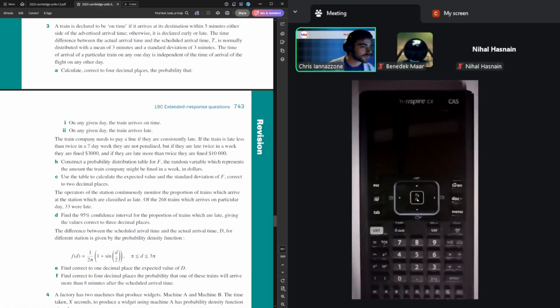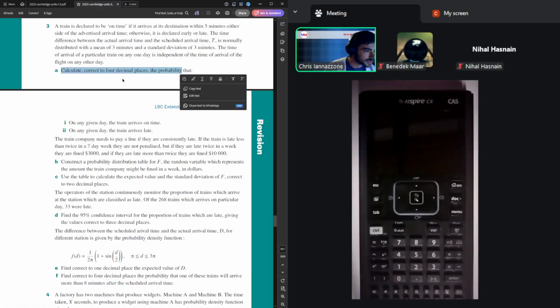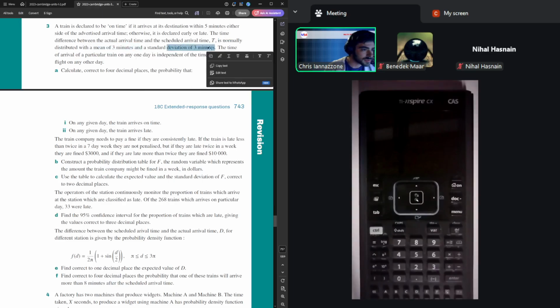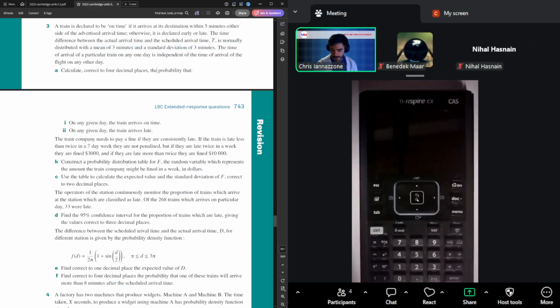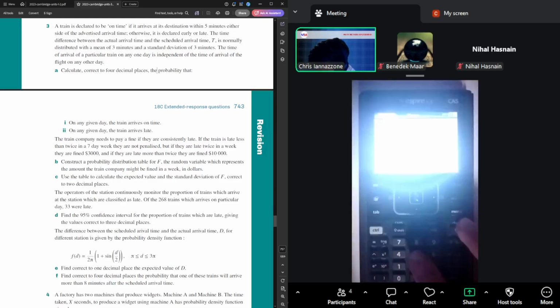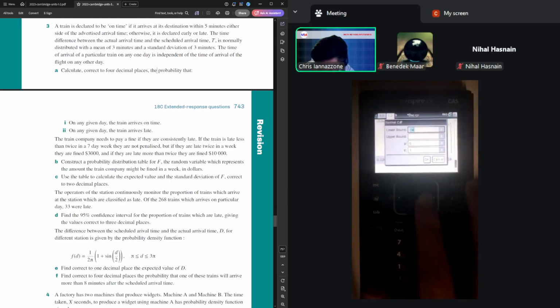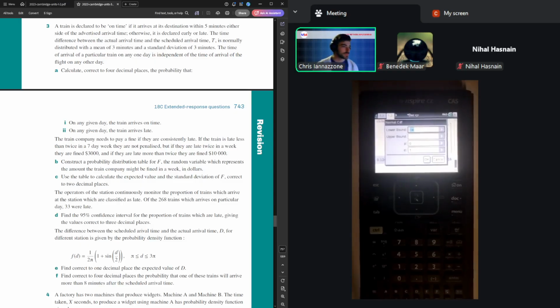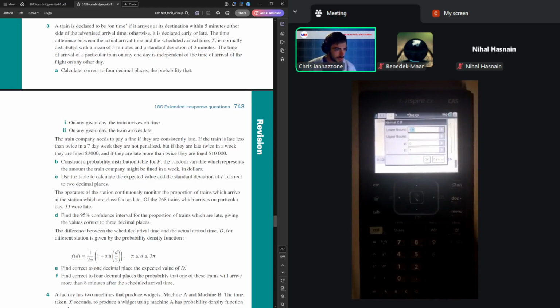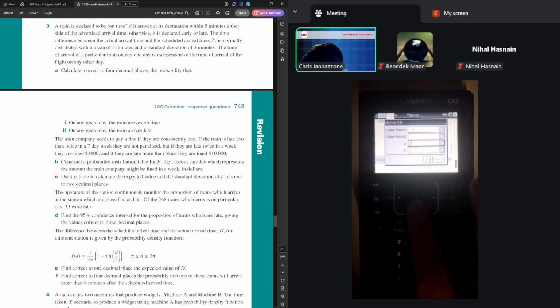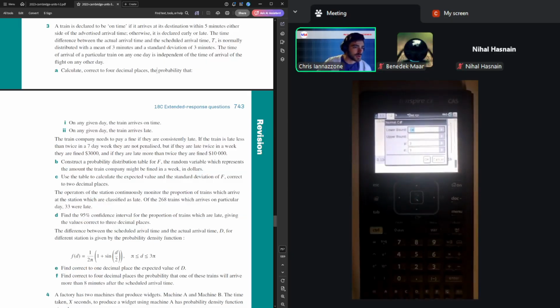So, with that in mind, calculate the probability, correct to some number of decimal places, that on any given day the train arrives on time. We have our normal distribution, mean of 3 minutes, standard deviation of 3 minutes. That gives us most of what we need. Normal CDF is what we're going to require here. Might as well plug in the mean of 3 minutes, standard deviation of 3 minutes. And then from here all we need is our boundaries.